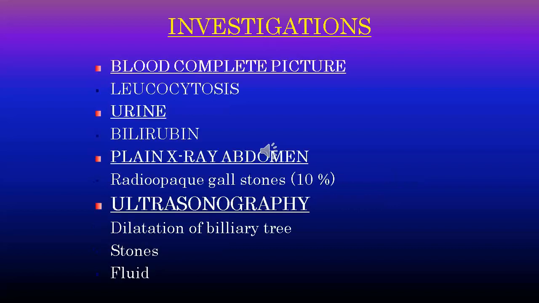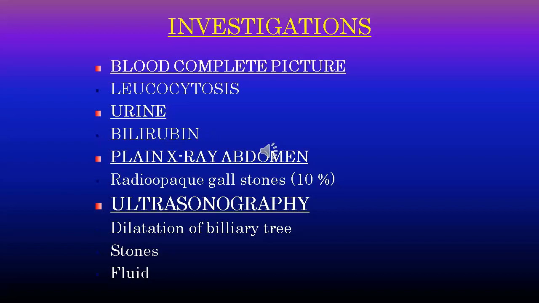For the investigation of this patient, in a complete blood picture you can see leukocytosis due to inflammation, and in urine and blood you can see elevated bilirubin. Plain X-ray has a sensitivity of 10%. It shows radiopaque gallstones and porcelain gallbladder. So the sensitivity of plain X-ray is low in patients with acute cholecystitis. What does sensitivity mean? Sensitivity is how well it detects the positive cases.